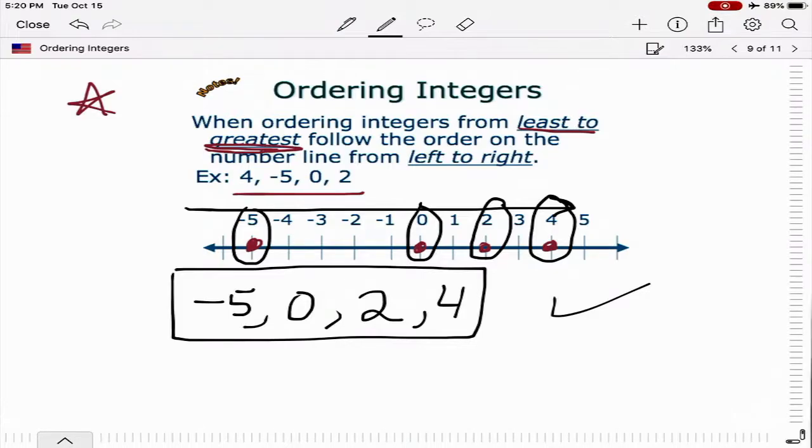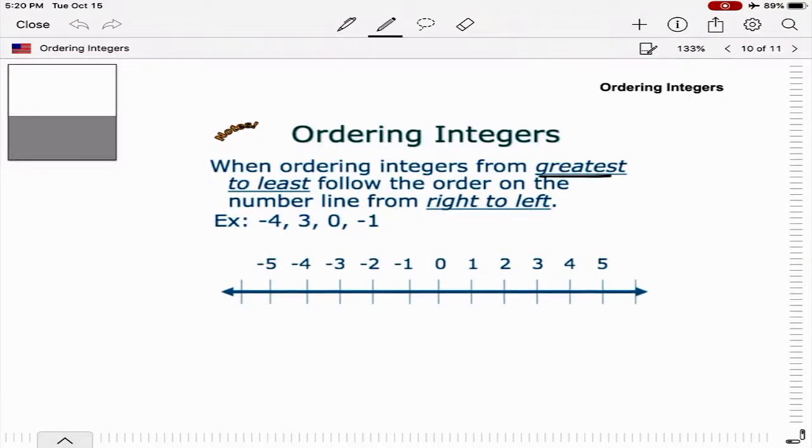So go ahead and do the rest on your own. Please make sure you read the directions. And that's it.